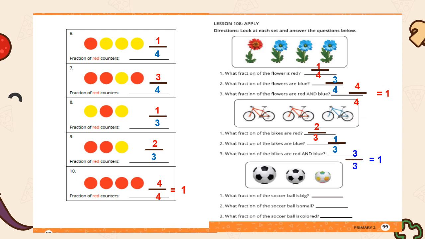The last one, he asked me what fraction of the square pool is big. We have just one big pool. Over the total is 3. So the fraction is 1 over 3. Number 2, what fraction of square pool is small? We have just one small, so the fraction will be 1 over 3. The last one, what fraction of the square pool is colored? We have only just one colored, so the fraction is 1 over 3.